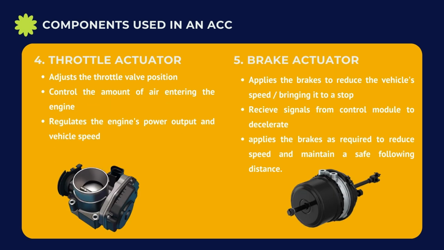When the control module determines that acceleration is needed, it sends electronic signals to the throttle actuator. The actuator then adjusts the throttle position to control the amount of air entering the engine, thus regulating the engine's power output and vehicle speed.